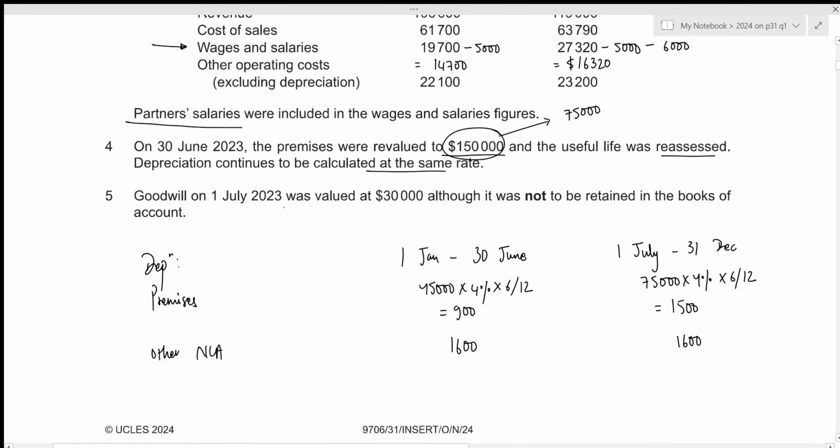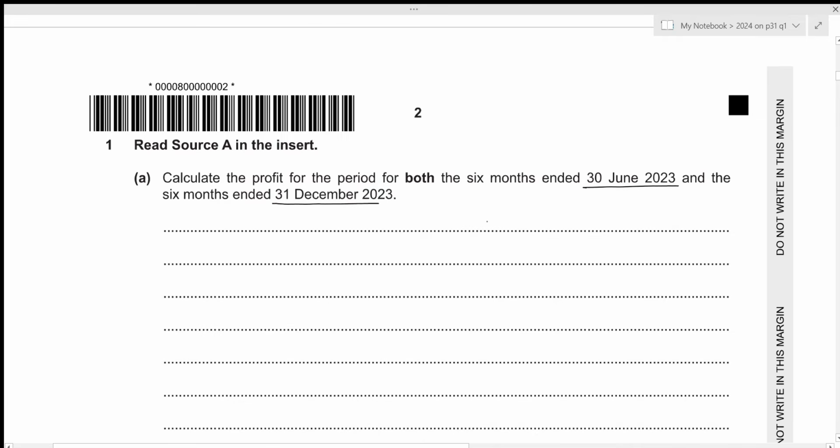Then goodwill on 1st July 2023 was valued at 30,000, although it was not to be retained in the books of account. This will have to be adjusted within the capital accounts. We do not need that for the first part of this question. Now let's start with the first part.